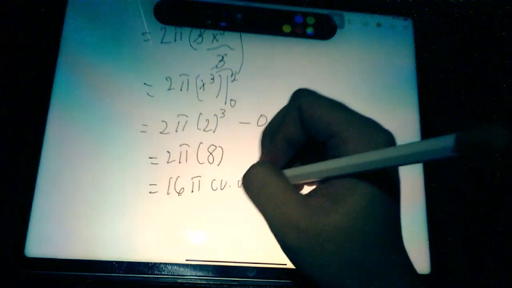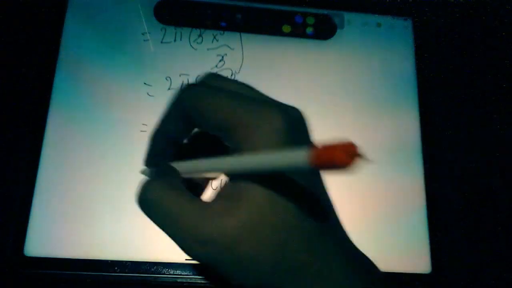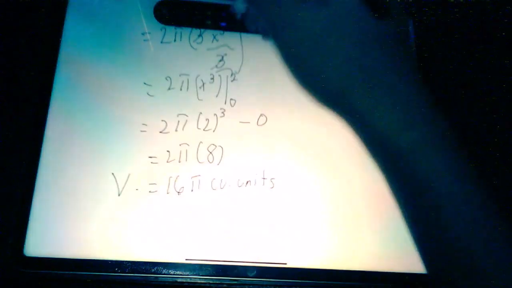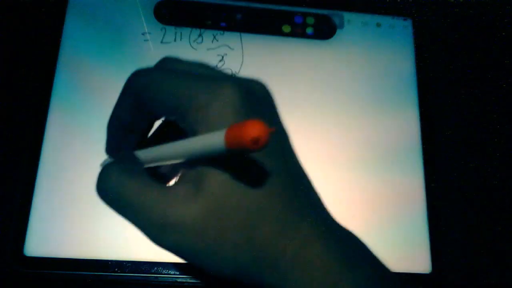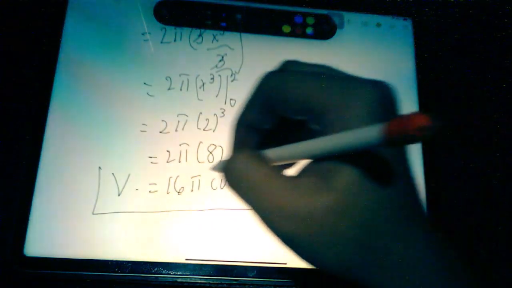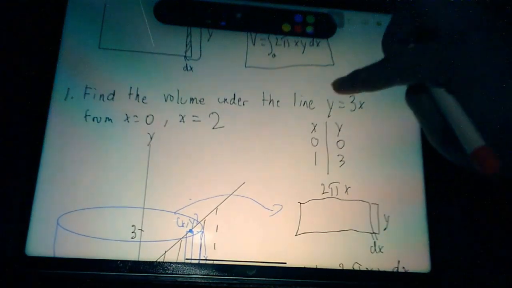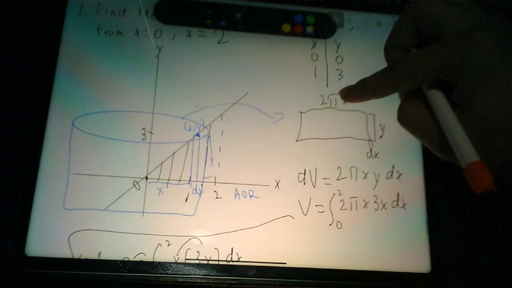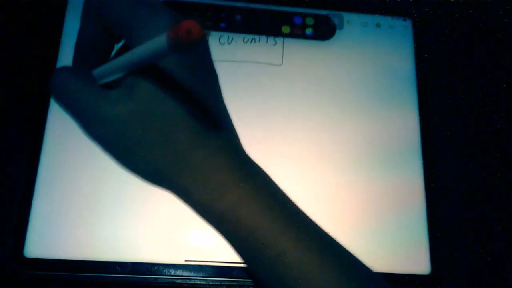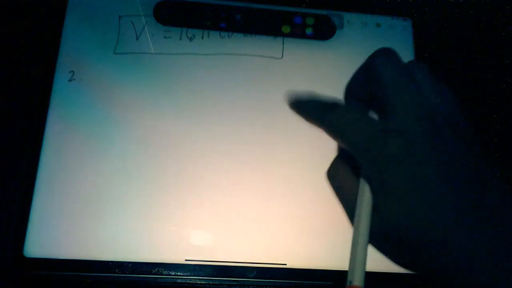cubic units. So this is our answer for our number 1 problem, or example, for the volume under the line y equals 3x from x equals 0 to x equals 2. So let's move on to our second example. Let me find a problem first. So let's put 2 here.